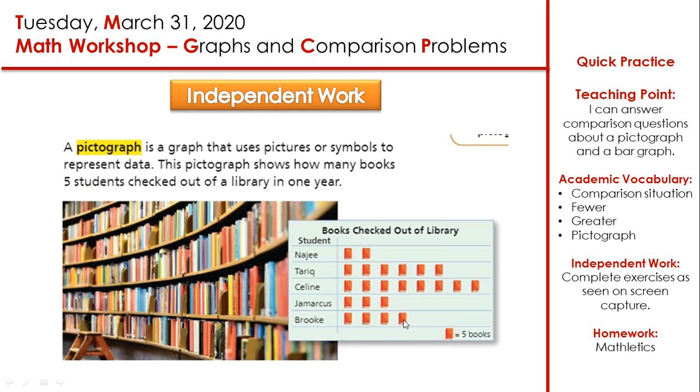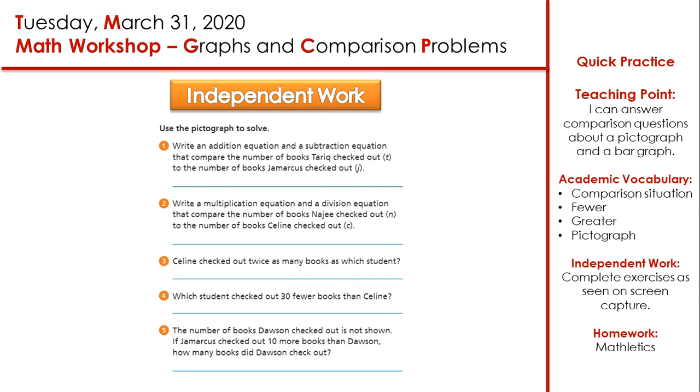So that means that Tariq, for example, in this case, has 1, 2, 3, 4, 5, and 6. Now we need to multiply this by 5 in order to get the real amount of books that he has. So instead of having 6, as we see right here, he has 30 books because 6 times 5 is 30. So keep that in mind.